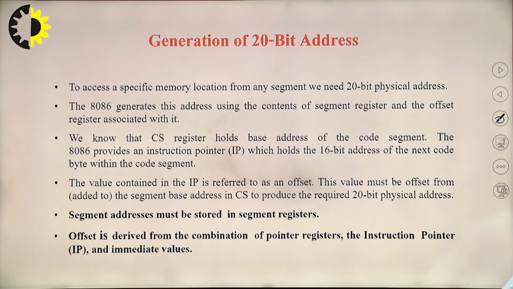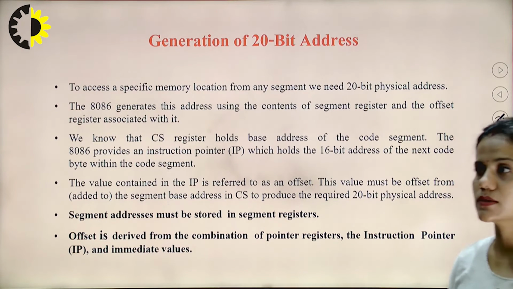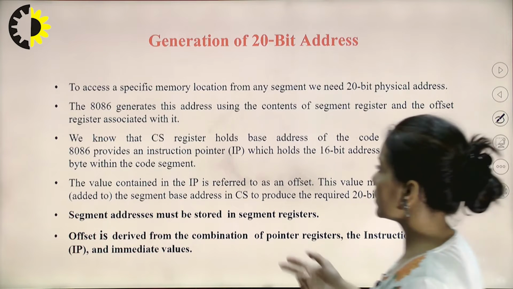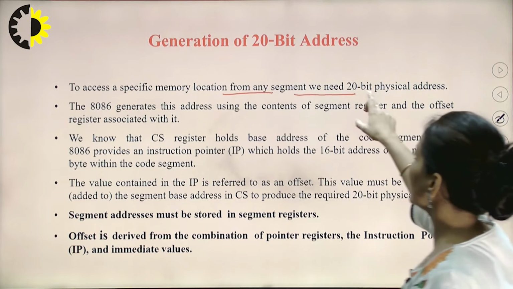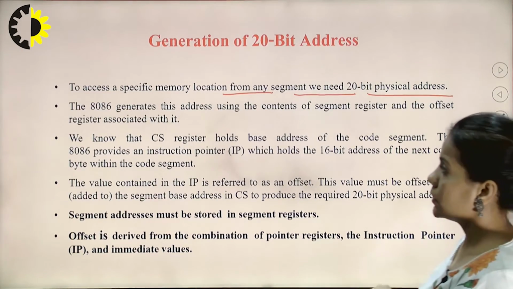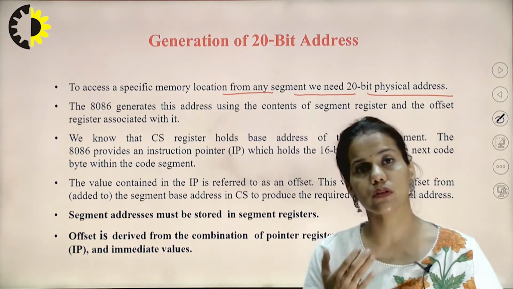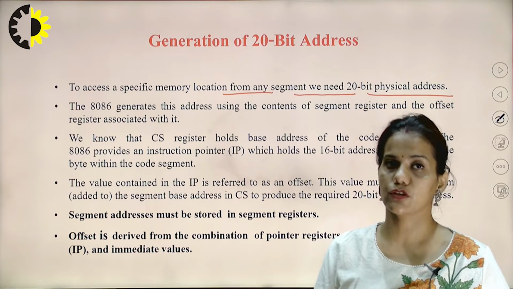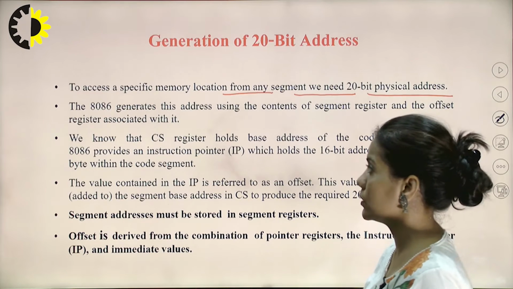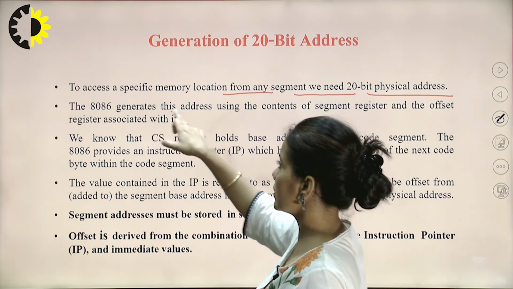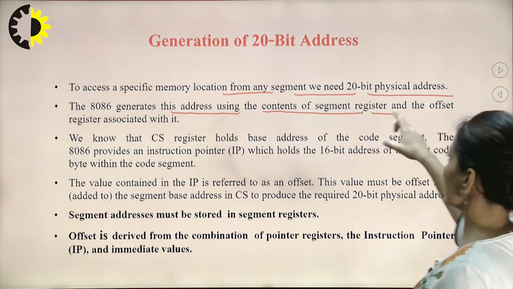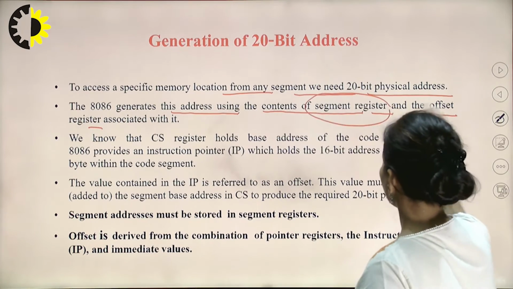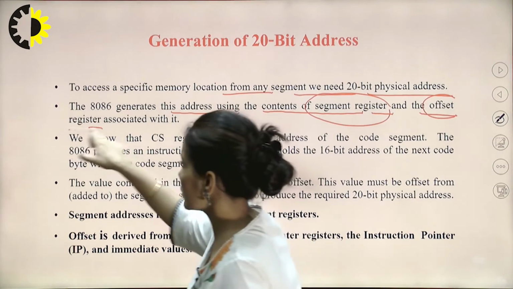So, how will you generate the 20 bit address using only the 16 bit address registers? To access a specific memory location from any segment, we need a 20 bit physical address, because only by using 20 address lines can the whole memory space be fully used. So, 8086 generates this address using the contents of the segment register and the offset register associated with it. These two are very important.